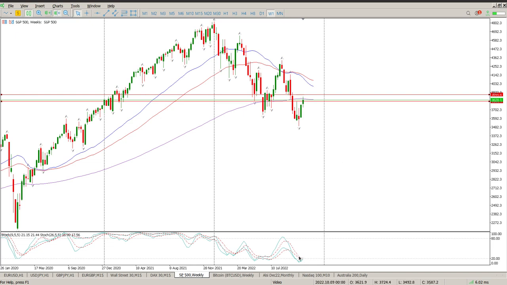But look what's happening with the oscillators. We are pointing up and it looks like a crossover, and we're about to break the 20. So this week or next week, we're going to have a direction one way or the other.